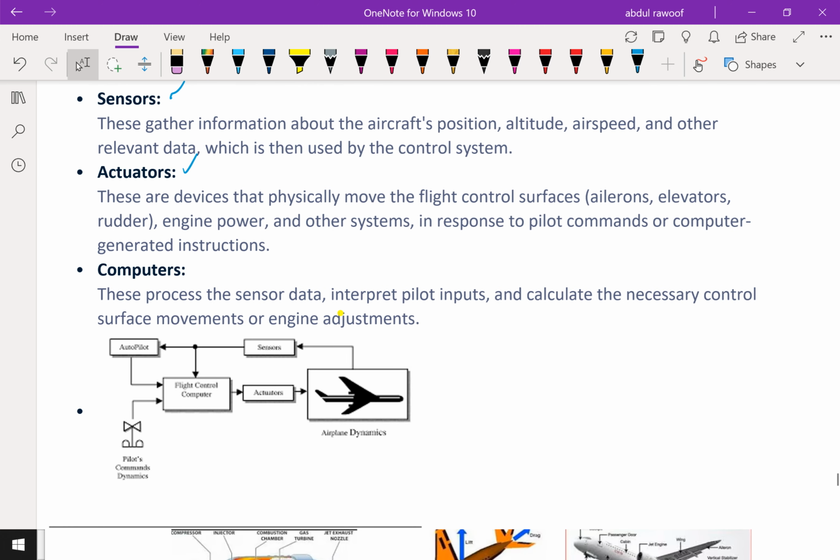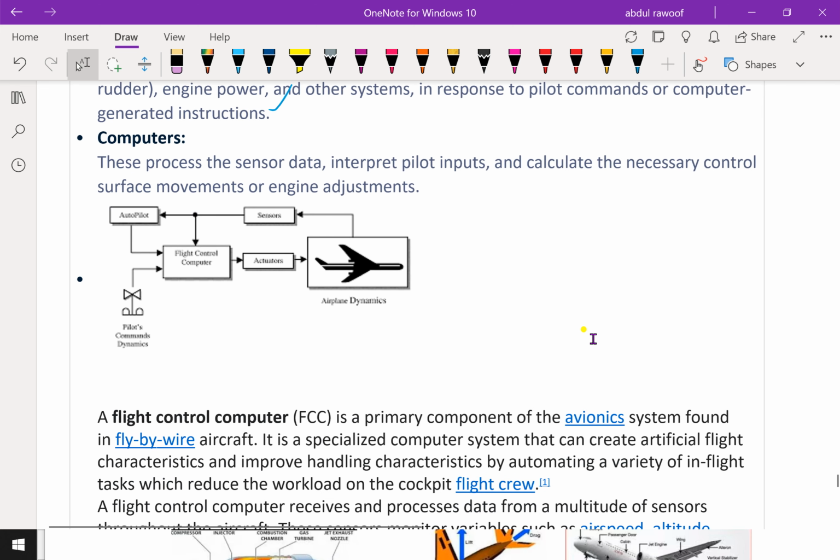Actuators. These are devices that physically move the flight control surfaces, ailerons, elevators, rudder, engine power, and other systems. They respond to pilot commands or computer generated instructions. Computers. These process the sensor data, interpret pilot input, and calculate the necessary control surface movement or engine adjustment. This is the block diagram for the computer system in flight.